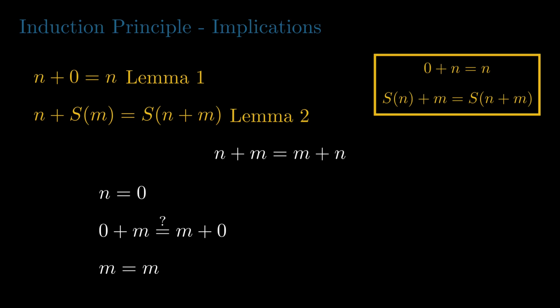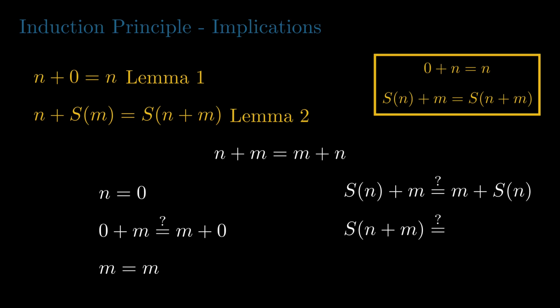Now, let's consider n plus m equals m plus n, true for a given n, and let's see if it is true also for the successor of n. We have to prove S of n plus m equals m plus S of n. By definition of addition, the left term is equal to S of (n plus m), while the right term, by the second lemma, is S of (m plus n). We are done because we are assuming n plus m equals m plus n. Therefore, the property is verified.